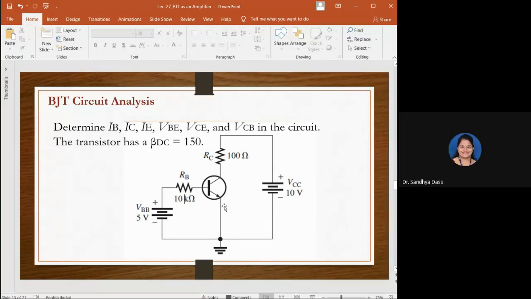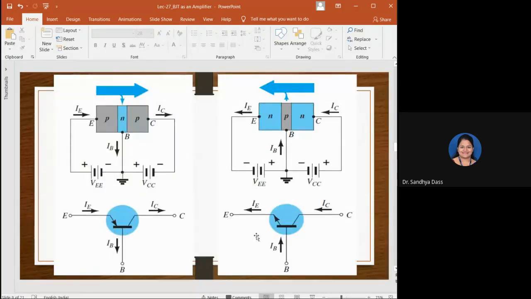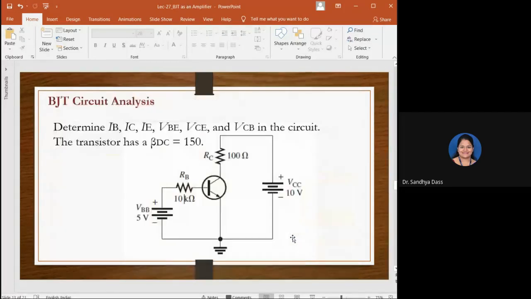NPN, correct. I will go back to the circuit here. Observe this. Is it PNP or NPN? The one in the circuit which we saw there. Identify, that is very important. You should identify the symbols as well. Only then you will be able to understand the different terms that have to be used.